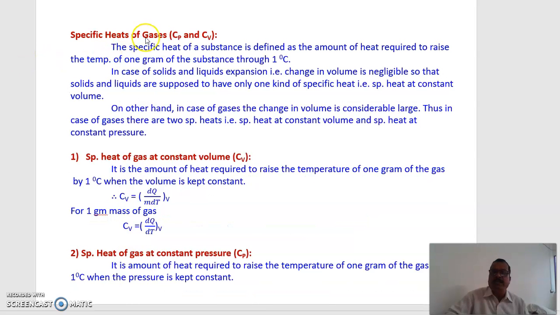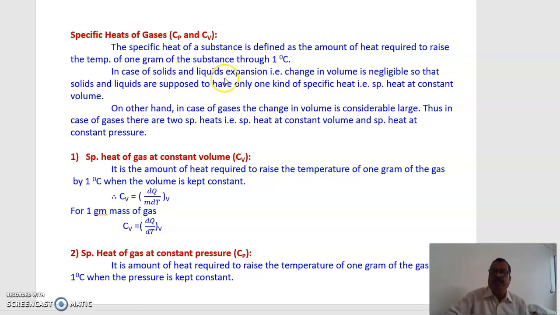Then we see about specific heats of gases, that is Cp and Cv. Cp and Cv are the specific heats of gases. The specific heat of a substance is defined as the amount of heat required to raise the temperature of 1 gram of substance through 1 degree centigrade.